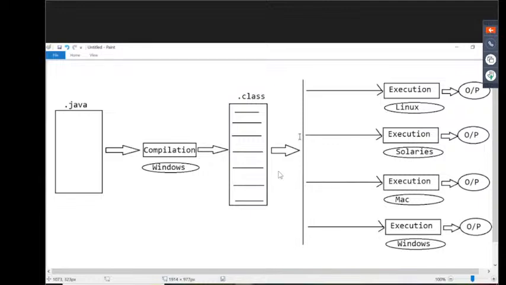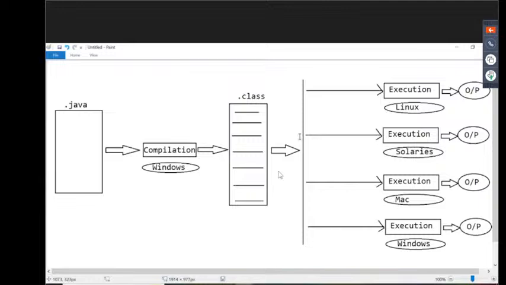Now I'm asking one question to you. Try to understand this point clearly. Overall, how many times are we performing compilation? One time we are performing compilation. But how many times are we executing our program? Four times we are executing our program. Understand it clearly. One time we are performing compilation, four times we are executing our application. Am I right or not?